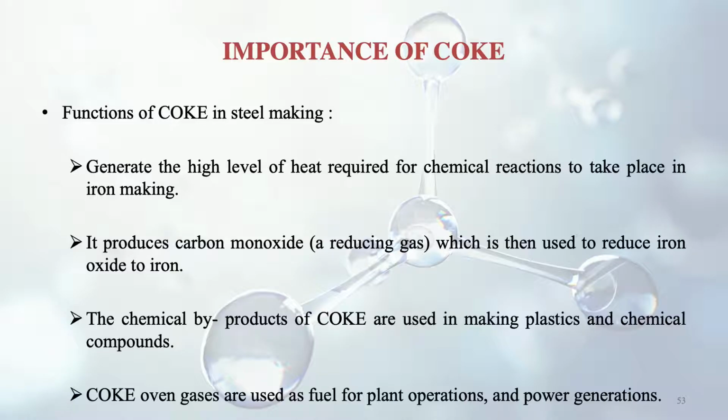And then the coke oven gases, when the coke is burned, then gases are also there. So these are used as fuel for plant operations and power generation, like in boilers also. Then the third raw material, that is the limestone.